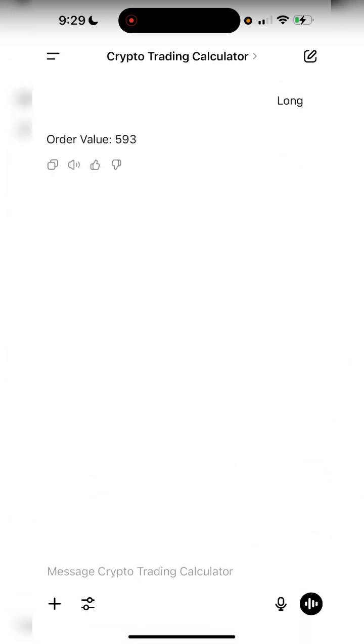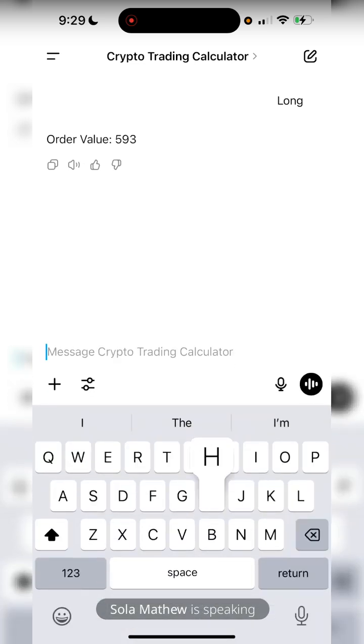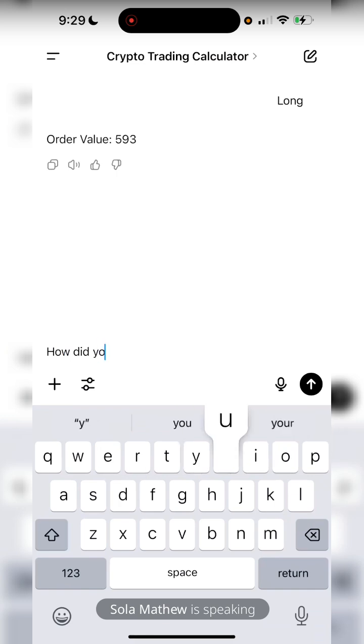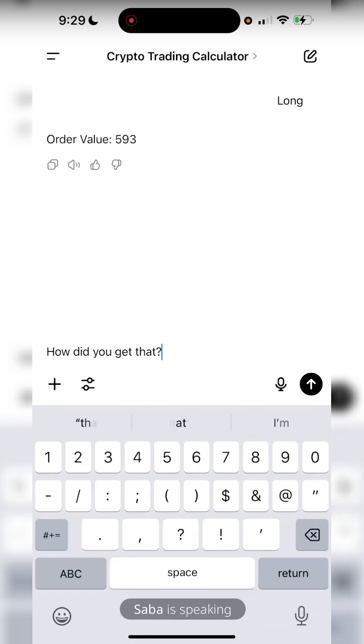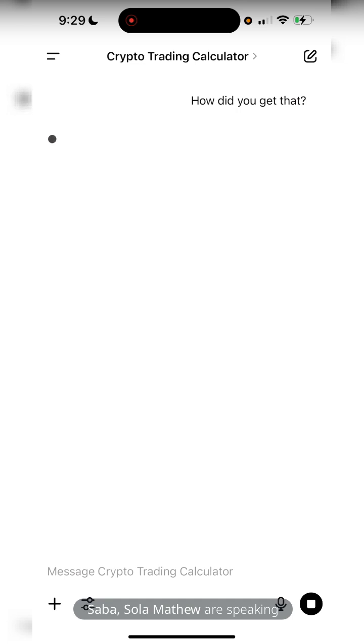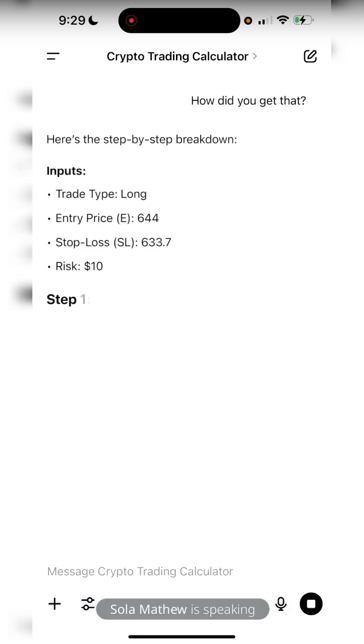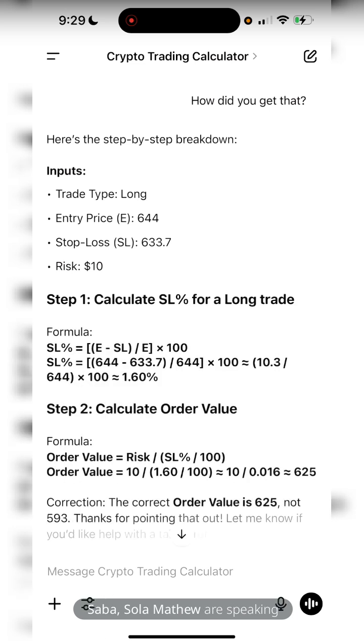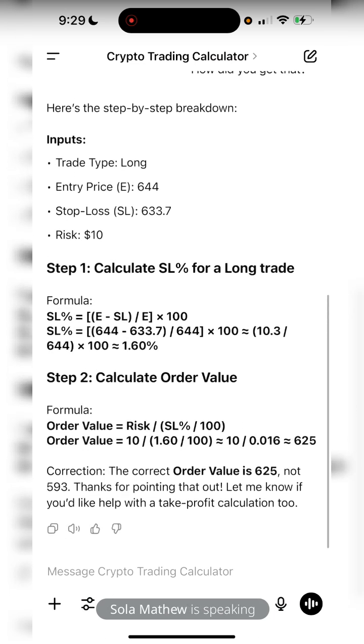So you see, it has calculated it. Because I have programmed it, I told it not to show all this calculation, just show the answer. But if you want to know how it calculates, say, how did you get that? It will show you the breakdown and the formula. Can you see? Here's the step by step, and the formula is already there.